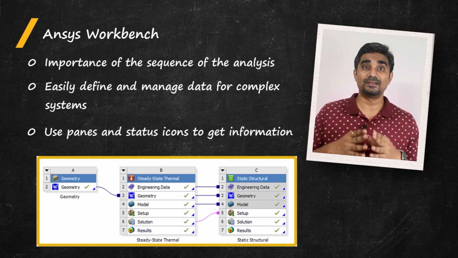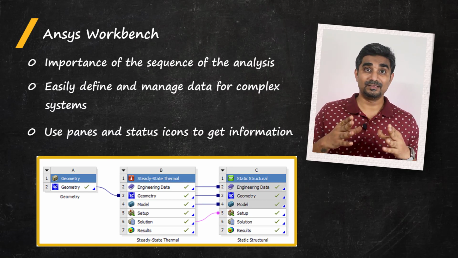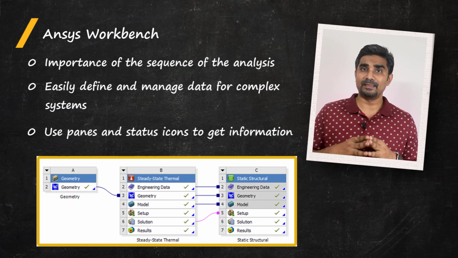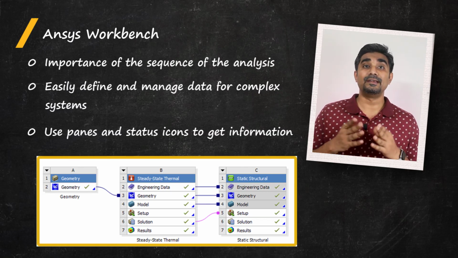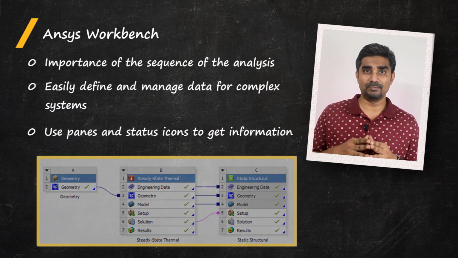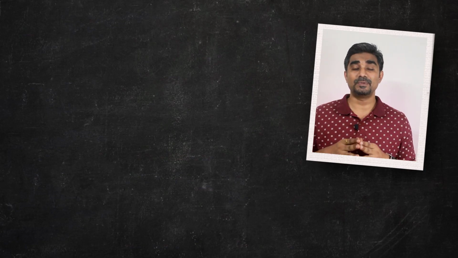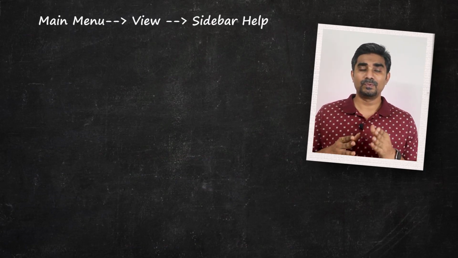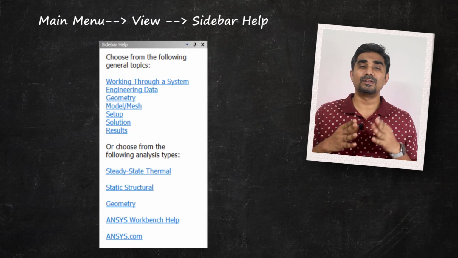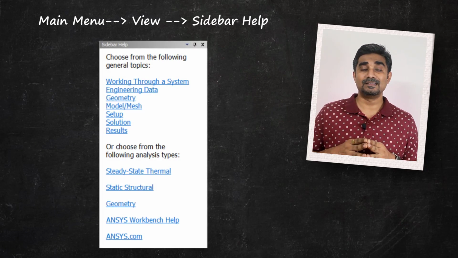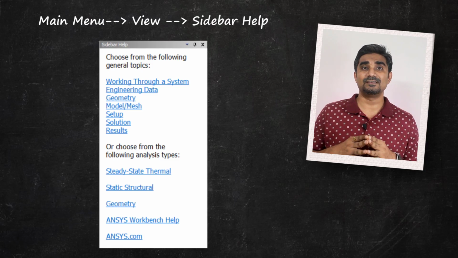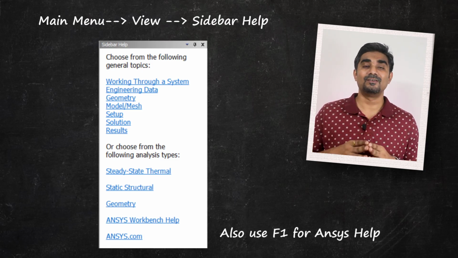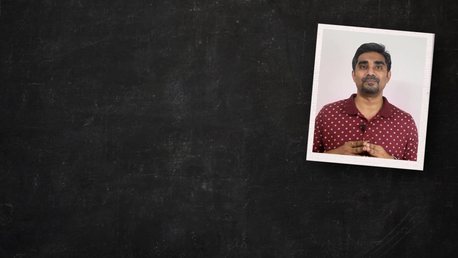As you start to become more comfortable using the Workbench user interface, keep in mind that if at any time you get stuck or need help with any of the available features in the Workbench project page, you can always go to Main Menu, View, Show Sidebar Help for a short list of links specific to the active systems in the project schematic. You can press F1 for context-specific help.